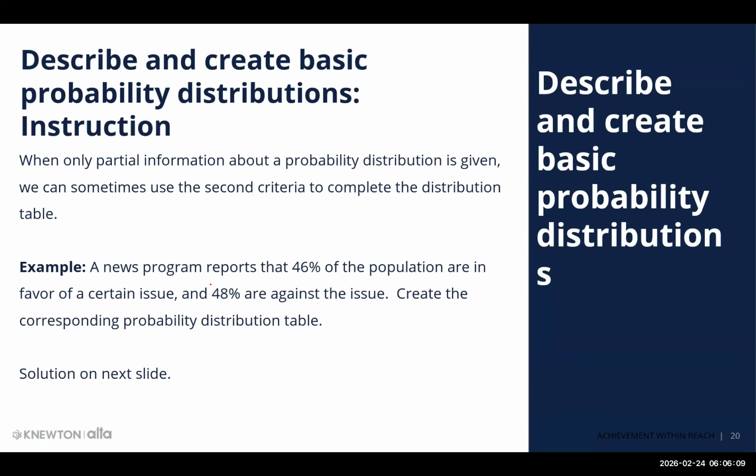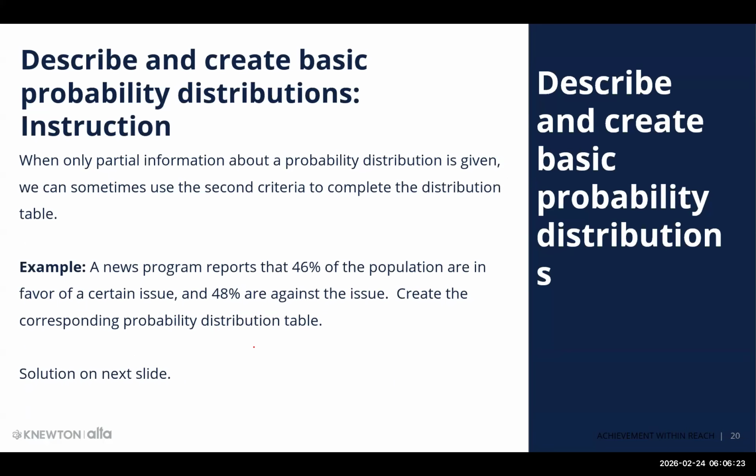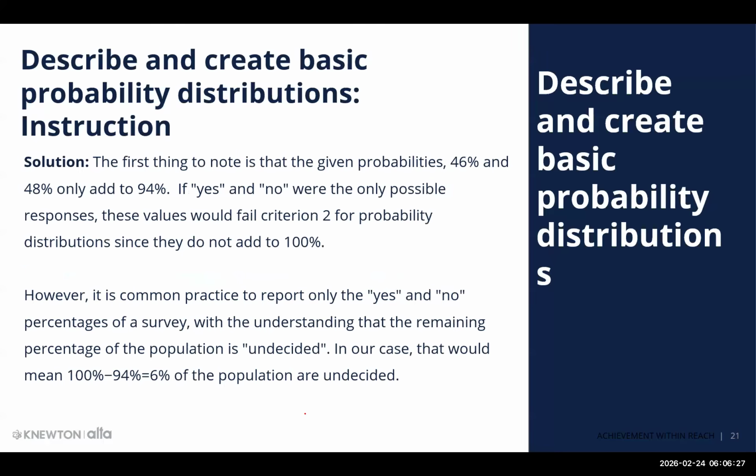Here's another example. A news program reports that 46% of the population are in favor of a certain issue and 48% are against the issue. Create the corresponding probability distribution table. Okay, so let's just read this.